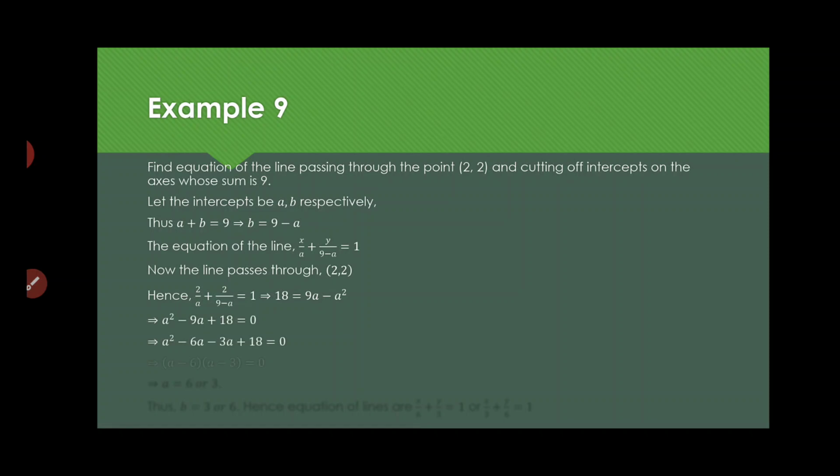You go on solving, and you get the value of a as 6 and 3. So the value of b also becomes 3 and 6. It means when a is 6, b is 3, and when a is 3, b is 6. Therefore you get two different equations of line: one is x by 6 plus y by 3 equals 1, and the other one is x by 3 plus y by 6 equals 1.